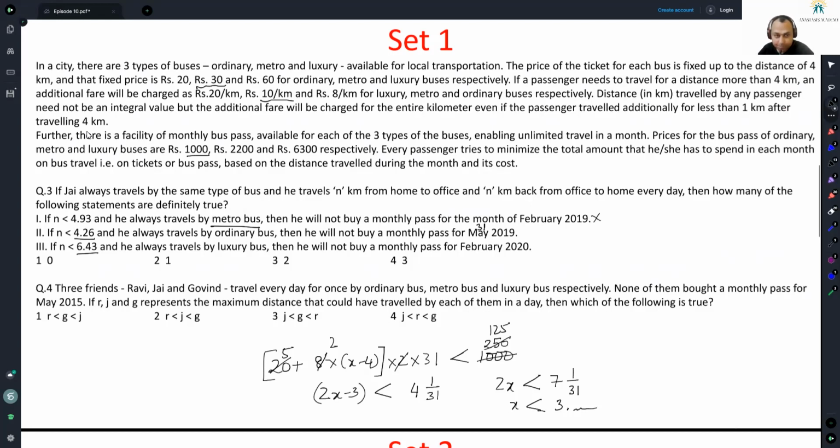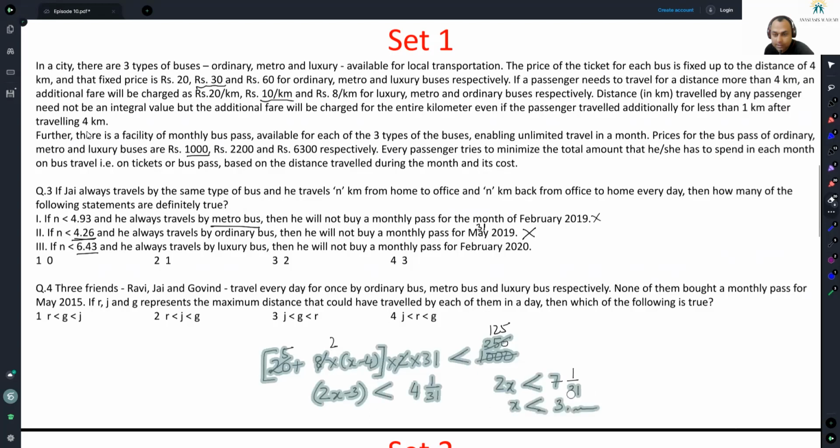This is what we are getting. So even when his distance is less than 4.26, he always travels by ordinary bus. He will not buy a monthly bus pass. This is a flawed statement. This is not valid. He will buy a monthly pass if he has his distance as 4.2. He should buy a monthly pass. If his distance was 4.1, he should buy a monthly pass. Second statement is also flawed. Okay.